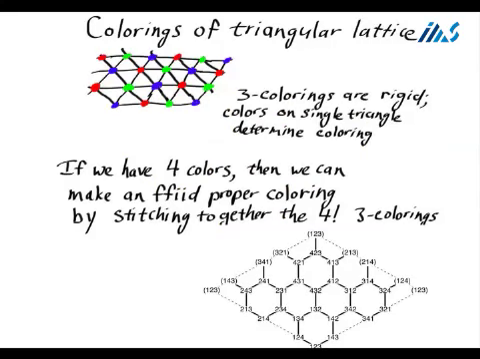Okay, so I'm going to describe a coloring strategy for the triangular lattice. So the three colorings are rigid. So if you have any triangle, if you color the three vertices of that triangle, that determines the colors everywhere else in the lattice. Okay, but if you have four colors, it's not rigid. And so we can hope to have an FFIID for coloring.